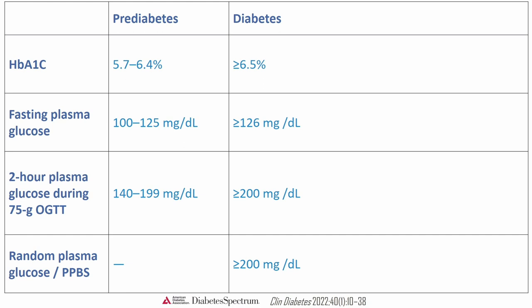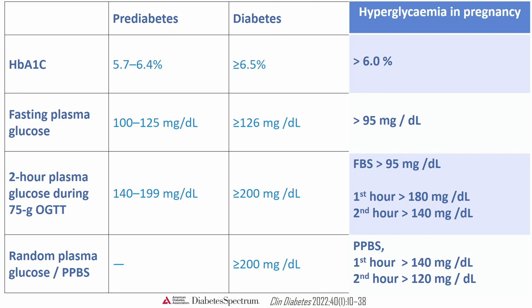Now we know the cutoff levels for pre-diabetes and diabetes in a normal adult female. However, in hyperglycemia in pregnancy, the cutoffs are pretty much different and lower than we think. So if the patient has an HbA1c of more than 6% in her first trimester, we take it as hyperglycemia in pregnancy. Now, HbA1c we usually do not use regularly for follow-up of these patients for two reasons. One is that there's a high turnover of red blood cells during pregnancy, and also there's dilutional anemia in pregnancy. So HbA1c will not give an accurate value after the first trimester.